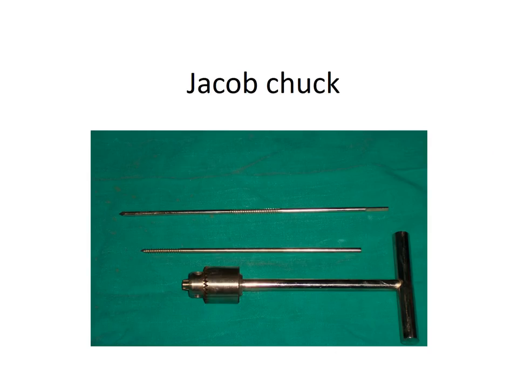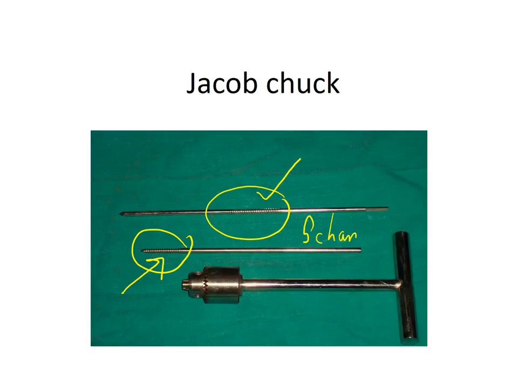Let's look at some important features of a classical external fixator. We have already done this, that this is a Denham's pin. This has got thread. This is for traction. But if you have threads at the end, this is called a Schanz screw. And this Schanz screw has a T handle and a Jacob chuck, which is used to hold a screw to be put inside the bone.